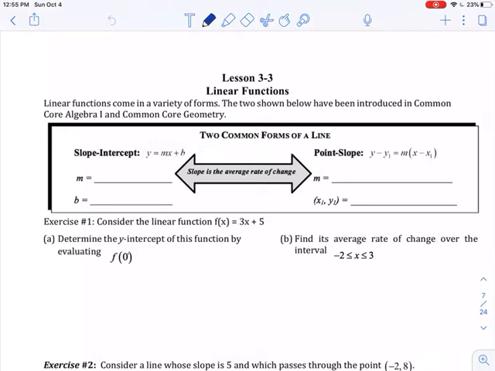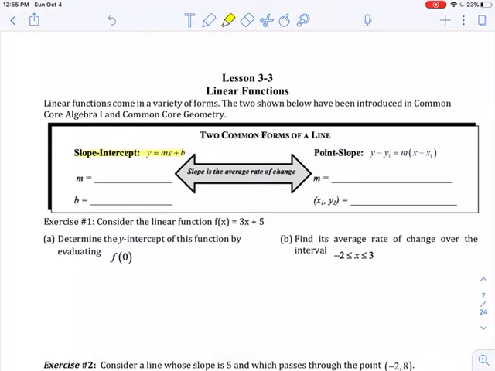Hi, Algebra 2. This is Unit 3, Lesson 3, Linear Functions. So today we're going to do a lot of stuff that you learned last year in geometry, along with some stuff that you learned 2 years ago in Algebra 1. So to start off, there are two common forms of a line.